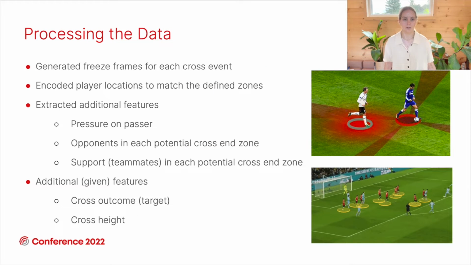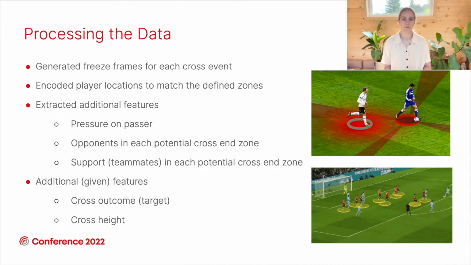So from there, if we look at processing the data, I generated the freeze frames for all players on the field. I then encode those player locations with the zones I just defined. And then I extract a few more features such as pressure on the player making the cross. And by pressure, I mean the number of players on that person making the cross. And I define that pressure radius as 3 yards, and that was pulled from a StatsBomb article. And then I calculate the number of opponents and teammates in each possible end zone. And of course, we're given information on the outcome and the height of the cross.